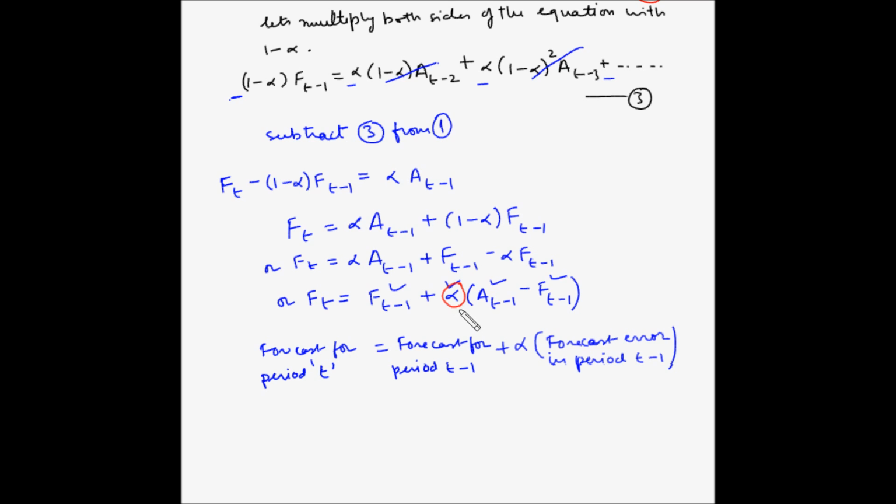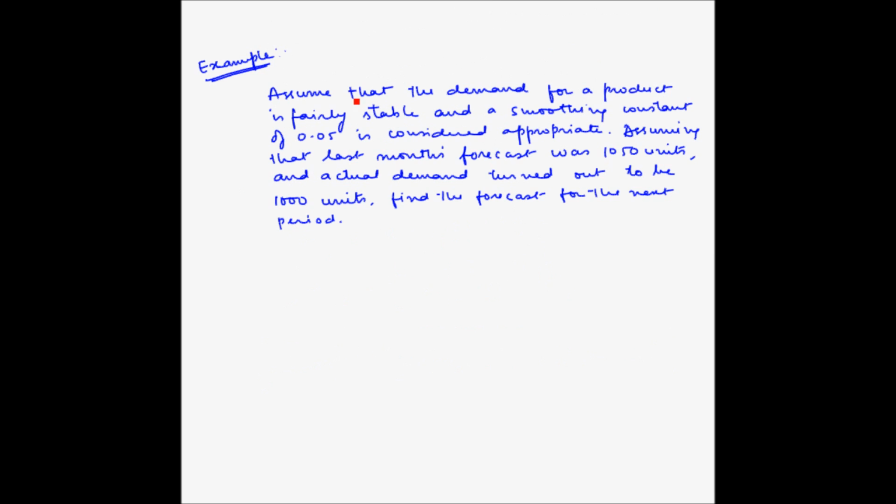But right now, let us take up an example to understand the calculation for finding out the forecast using exponential smoothing method. So the example is, assume that the demand for a product is fairly stable and a smoothing constant of 0.05 is considered appropriate. Now assuming that last month's forecast was 1050 units and the actual demand turned out to be 1000 units, find the forecast for the next period.